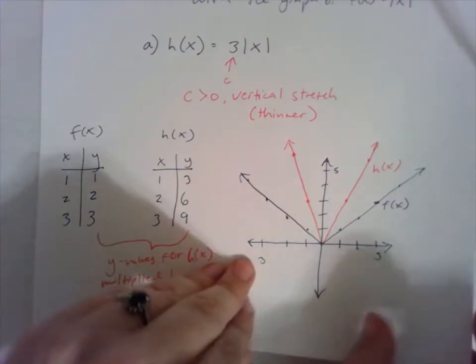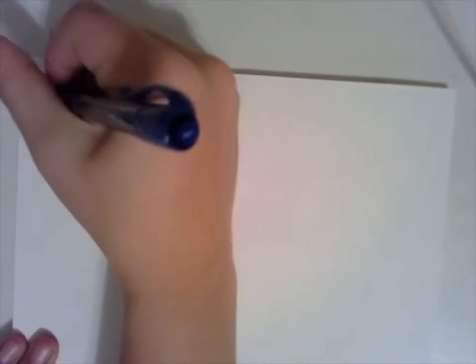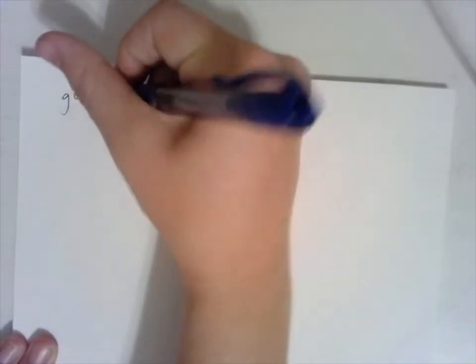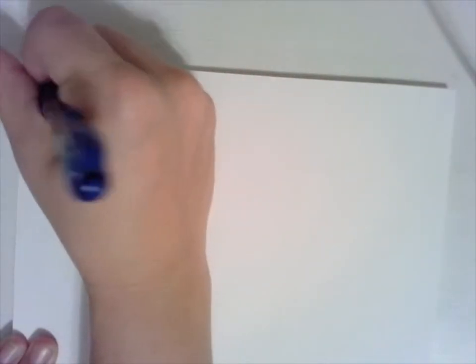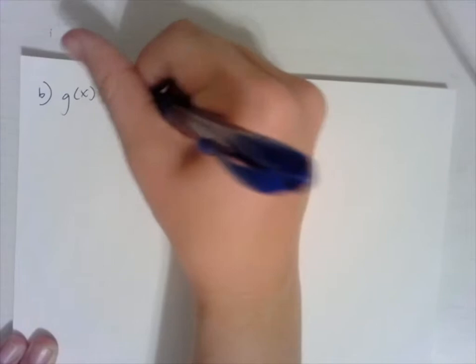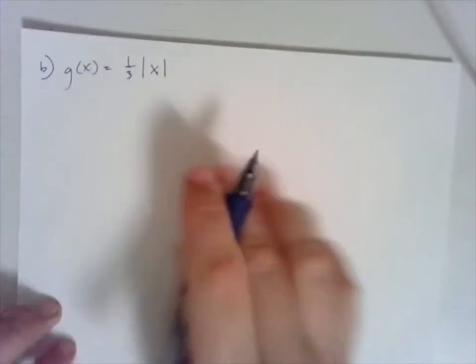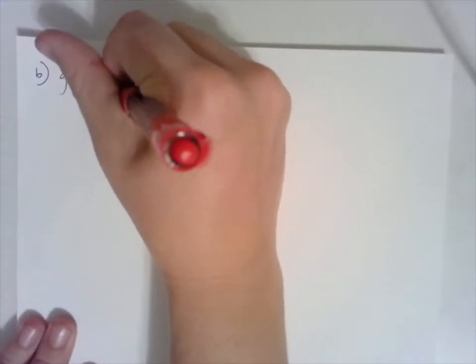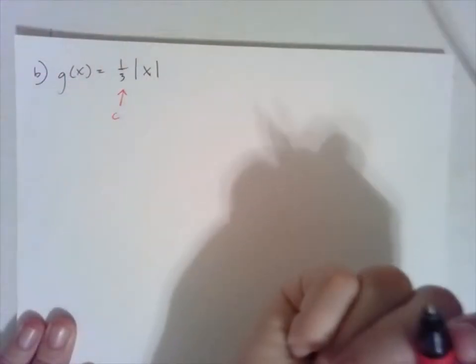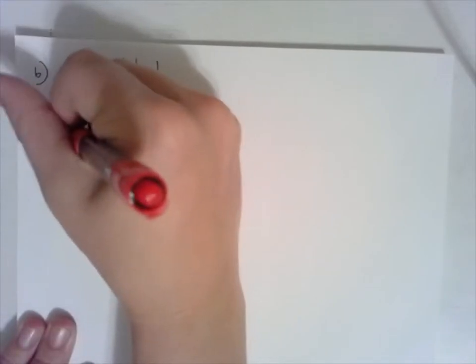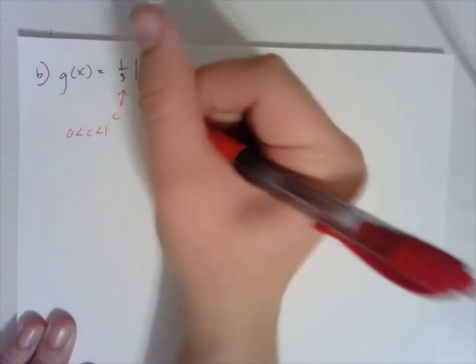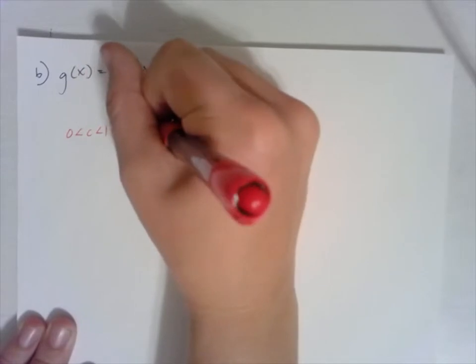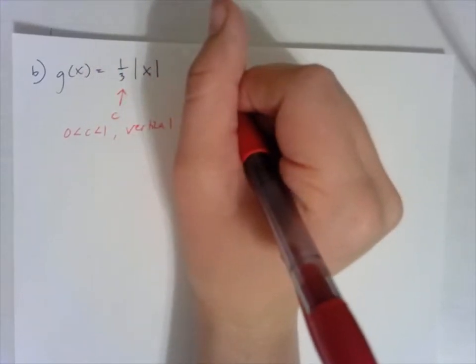If we have g of x equal to 1/3, we'll call this one part B. G of x equals 1/3 times the absolute value of x. Again, since our parent function in this case was absolute value of x, we know that our c is 1/3. We know c now is between 0 and 1, so we have a vertical, am I right to say shrink? I am. We have a vertical shrink.